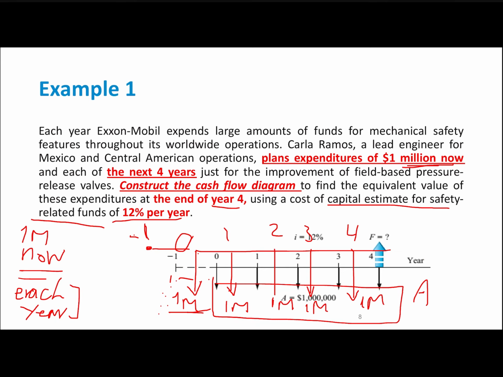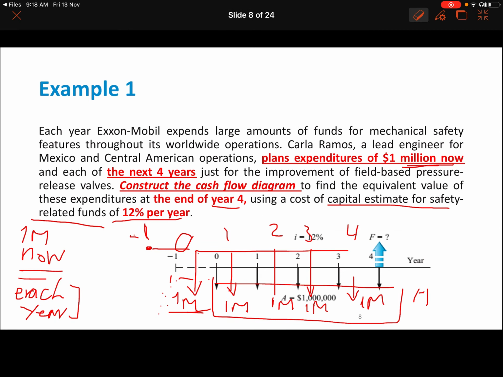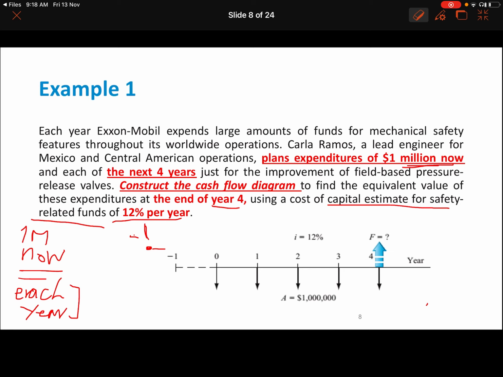This is the solution. I'll show it to you in a better way. Yep, and this is the solution. As we said, we consider these are all A, even from 0, if we consider the project started 1 year before now.